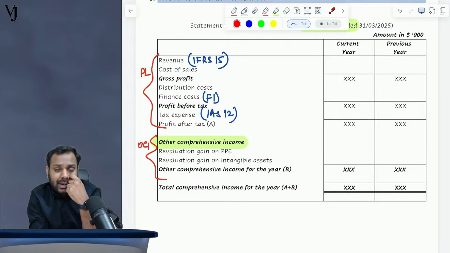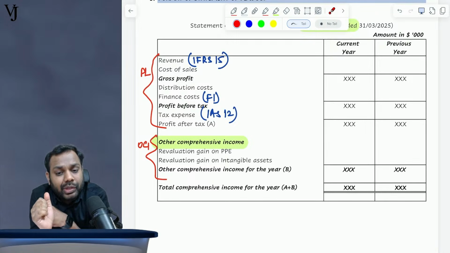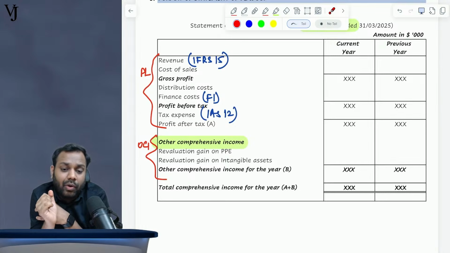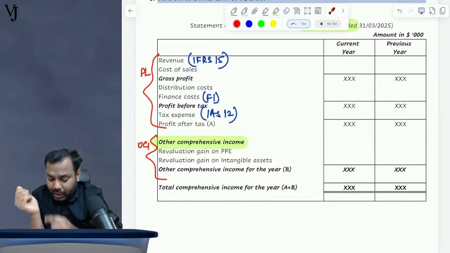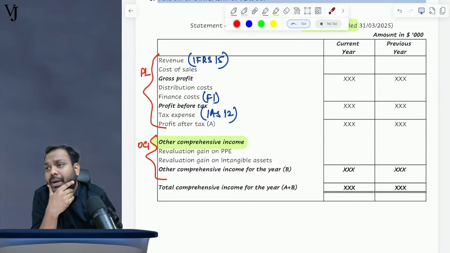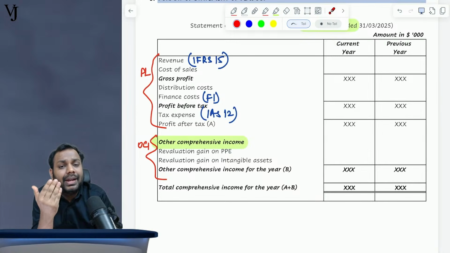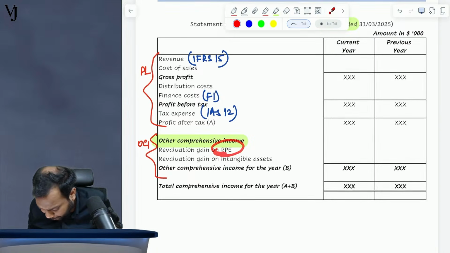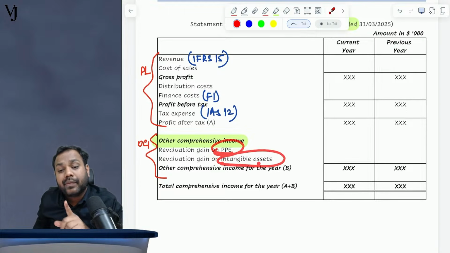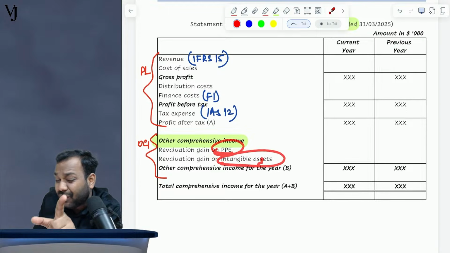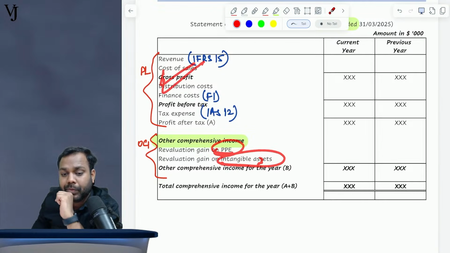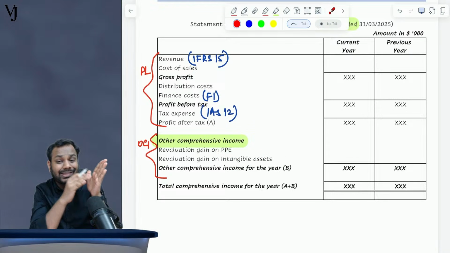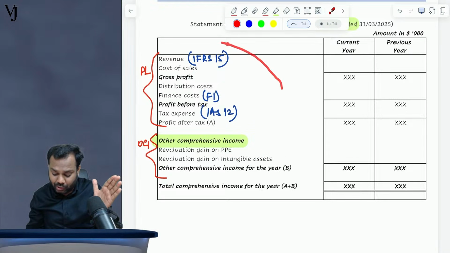To give an example, it is revaluation gain on property, plant and equipment, and on intangible assets. If there is a revaluation gain on investment property, it goes to P&L, not other comprehensive income. Why? Because investment property we will sell and realize the value. Hence, it goes to P&L.